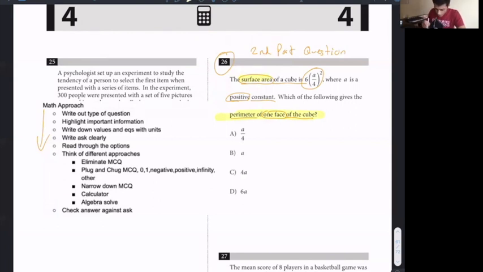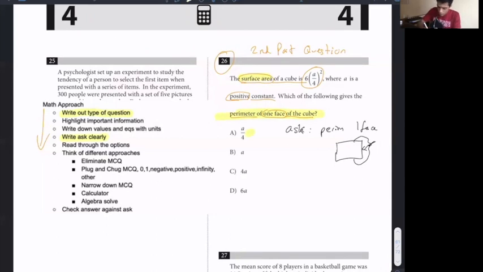If you fell for this, remember these two. If you notice a second part question, write it out and write the ask clearly. So what's the ask for this one? Perimeter of one face. So it's this value right here, that's the value they're looking for. So just make sure to compare it for all of them. Then we read through the options. What do we have in the options? A over 4, A, 4A, and 6A. Not much stands out except that this is A divided by 4, and this is A times 4.